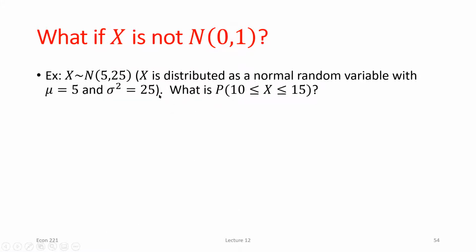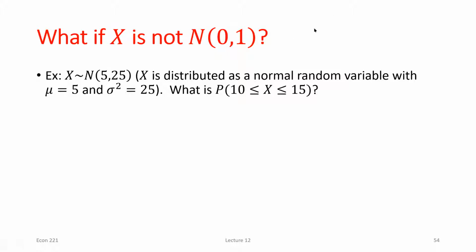So let's work through this with some actual values, and I'll show you how I would set these up. Let's say we've got some normally distributed variable x that has a mean of 5 and a variance of 25. Right, that's how we write this normal distribution. Here's the mean, here's the variance. What's the probability that this variable takes on a value that's between 10 and 15?